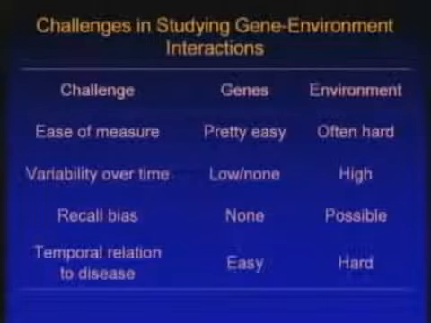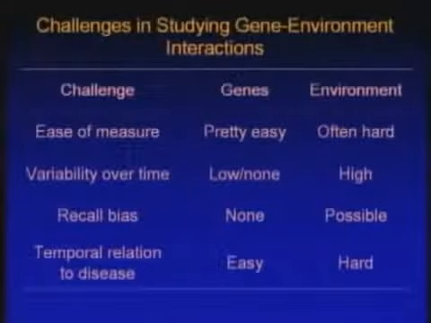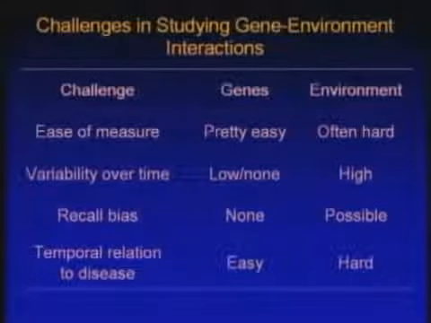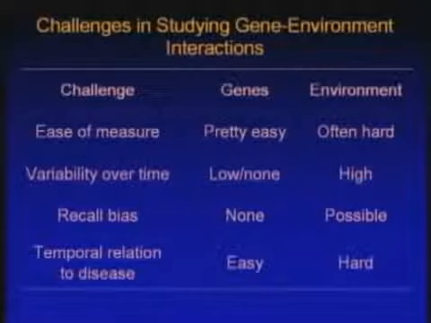Variability over time: it's hard to argue that the DNA sequence varies over time. Whether it's turned on or turned off probably does vary with time, otherwise we would all keep growing and developing. But for the most part, the sequence has low to none variability. The environment obviously can often have high variability. And recall bias, there's probably none in the genes. It's certainly possible in the environment. Temporal relationship to disease, as I mentioned yesterday, is pretty easy for the genes. It's kind of hard for the environment.